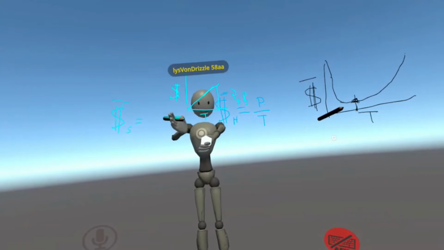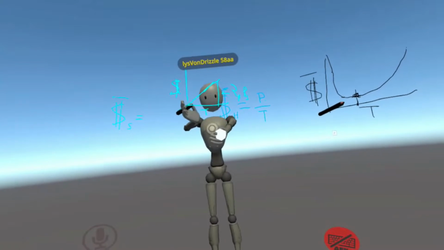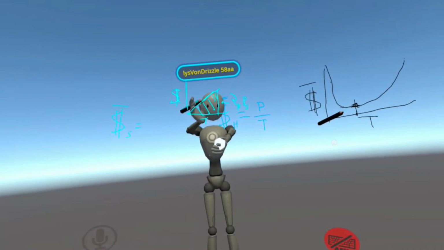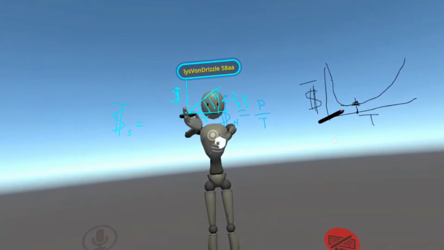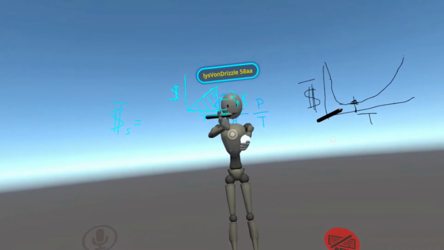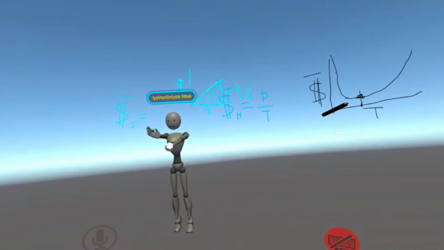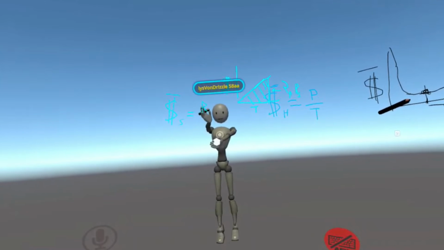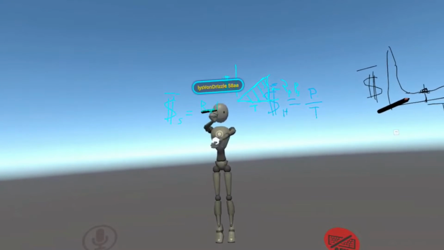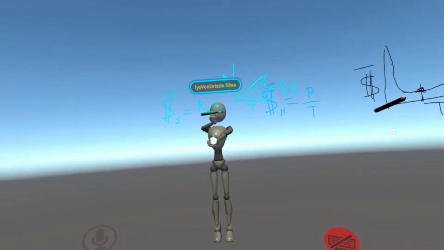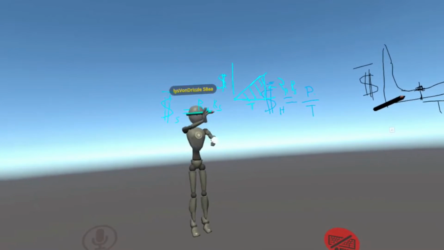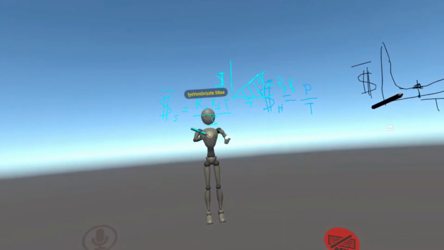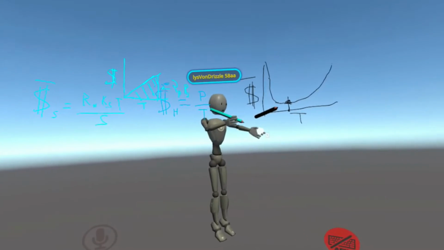If this is the line right here, then to figure out how much money you've spent in between haircuts, that's the area, and this is a triangle, so that's just one half base times height. You end up with RH, then RS, then T, because that's the base, and then divided by 2. Okay, so we're halfway there.